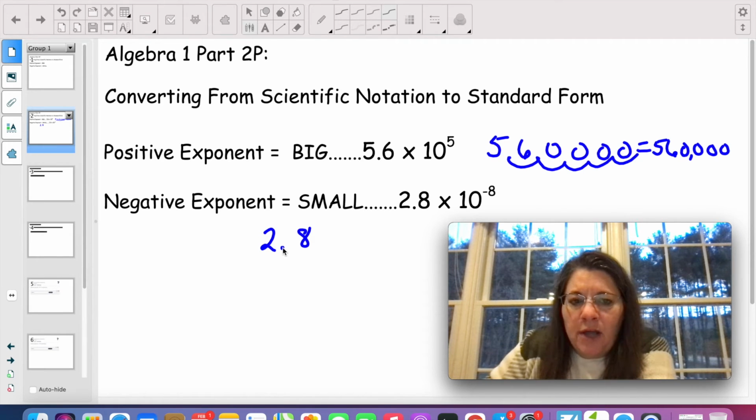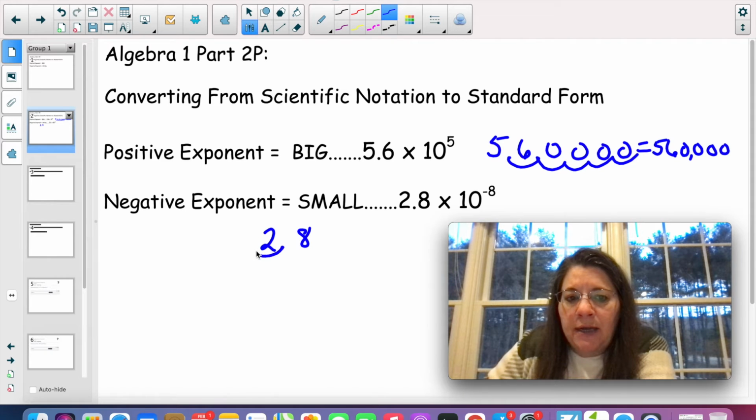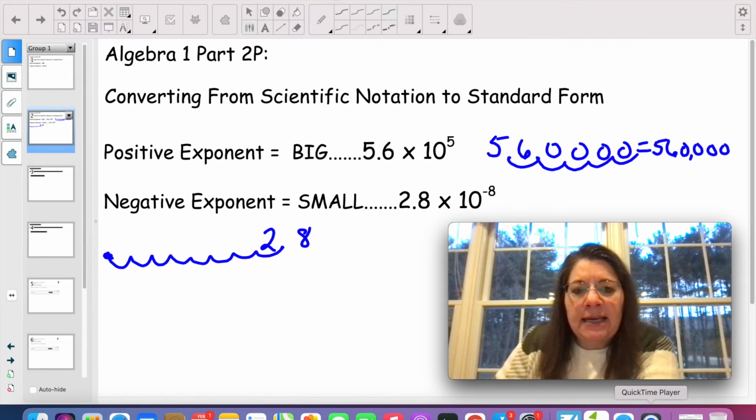And you can watch as I do that. It'll be, and I'm going to count as I go. 1, 2, 3, 4, 5, 6, 7, 8. So my decimal is now here. And in each of these boxes or each of these loops, I'm going to put a 0.